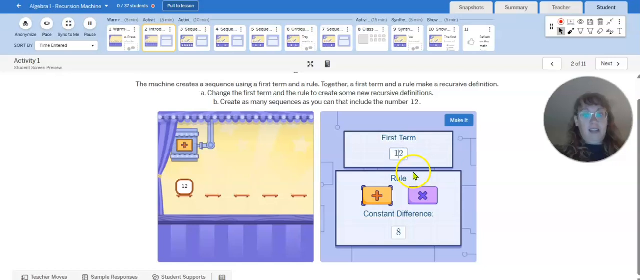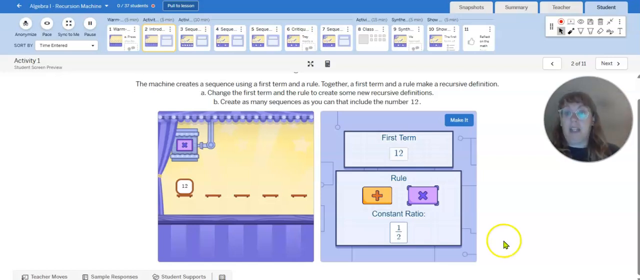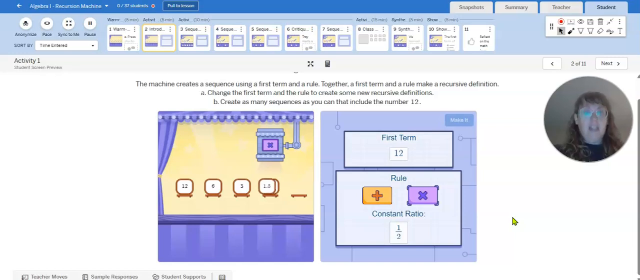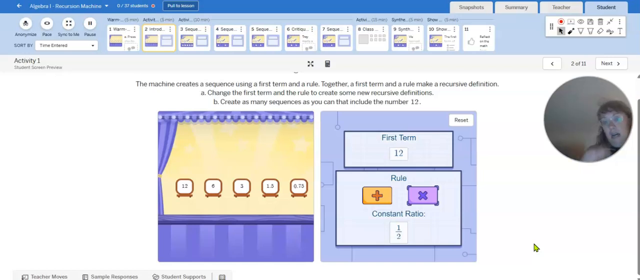So a great way to do that is to put the number 12 at the start. Let's do this one as a ratio, and I'm going to do times 1/2. Remember, multiplying by 1/2 is the same as dividing by 2. Multiplication and division are inverses, they flow together. So 12 times 1/2, or divided by 2, is 6, divided by 2 is 3, divided by 2 is 1.5, and then divided by 2 is 0.75.